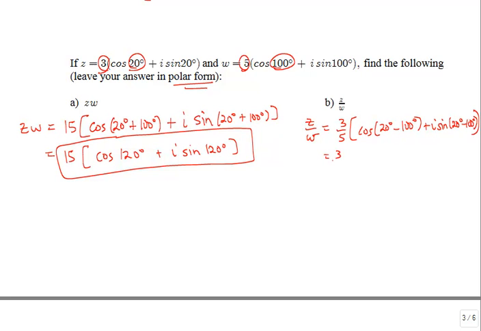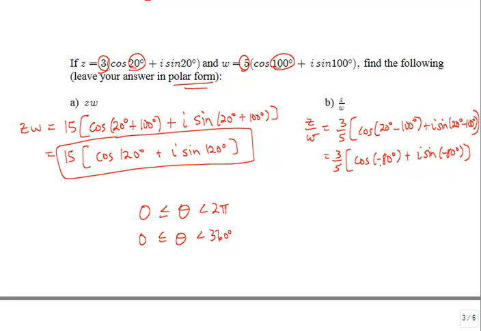So we can't really reduce the 3/5, it's going to stay that. But then 20 minus 100 becomes negative 80 degrees. Now there is one little technical glitch here, and that is the fact that our angle theta is always supposed to be between 0 and 2 pi for radians, or that would be the same as between 0 and 360 degrees. And negative 80 is a negative angle, so we can't leave our answer in this form because the argument isn't a positive angle.